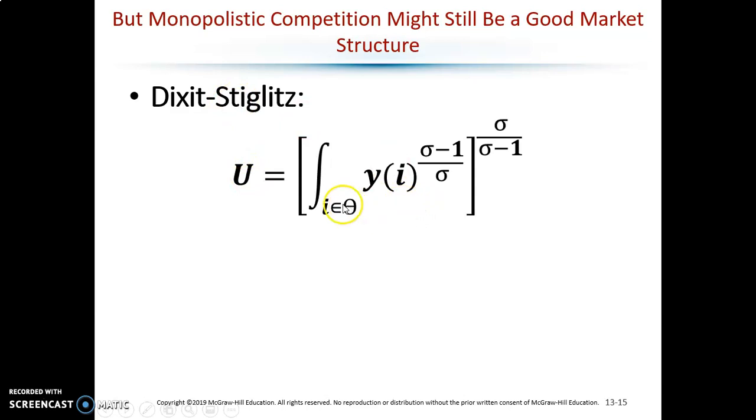And this is set up, this is an integral here, which means summing over continuous space. The y here, this is output, but the i's, theta is all the different variety. These sigmas here, sigma minus 1 over sigma, and then on the outside here, you have it flipped. Those are elasticity of substitution parameters. Of course, you know that. Okay, you don't need to know anything about this. All this is really saying is that people like variety.